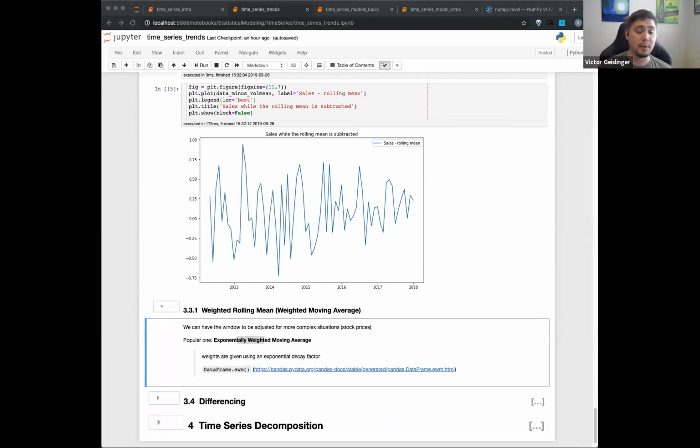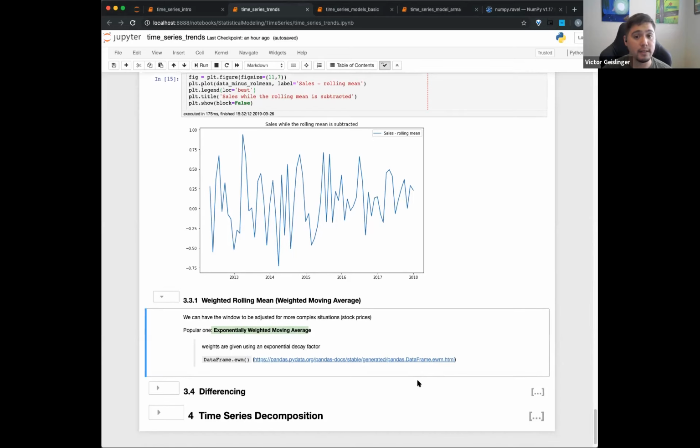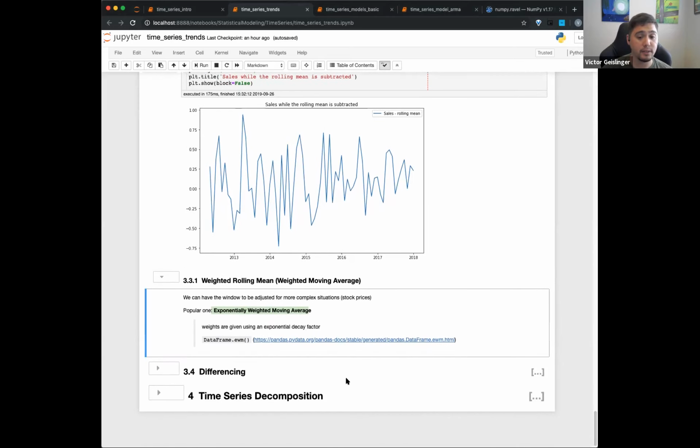For example, let's say stock prices. The stock price from yesterday is probably more relevant than the stock price from 5 days ago, so you might want to put more weight on the one from yesterday. Essentially that's what a weighted moving average is. With exponentially weighted moving averages, we're giving more weight to something more recent. Okay, cool. I just wanted to throw that out there. That option exists.